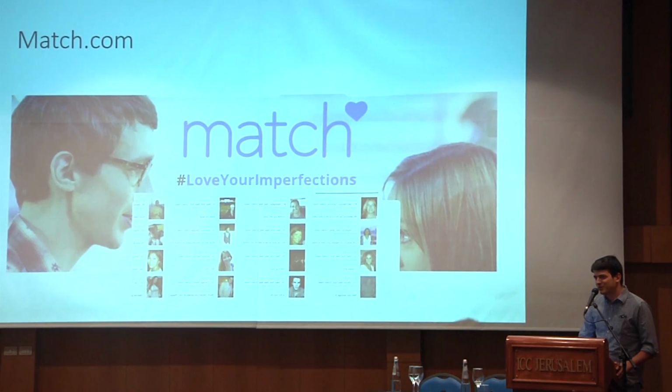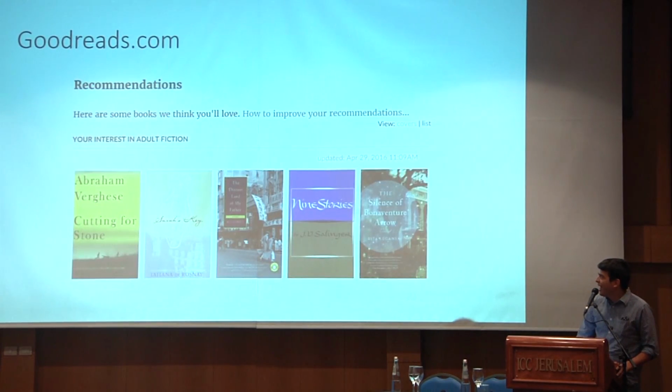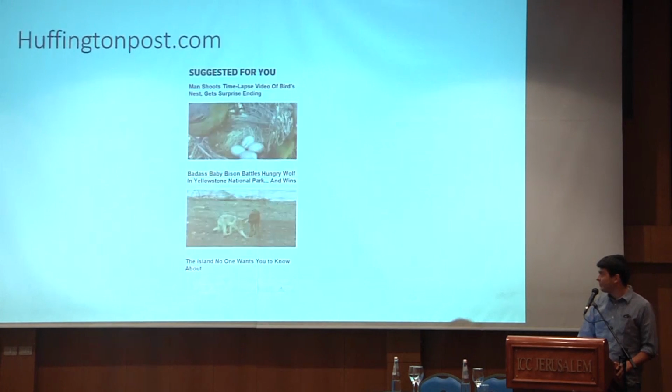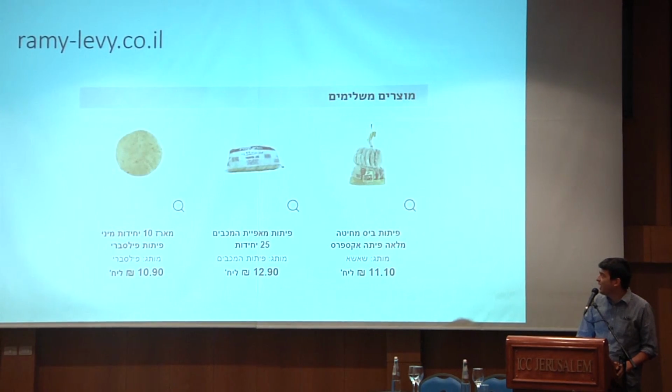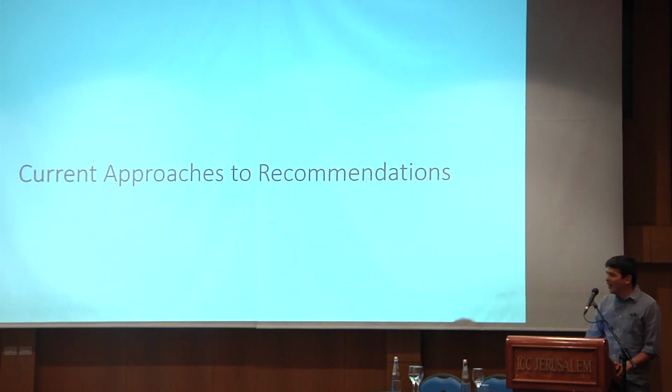Match.com uses personalized recommendations just for dating. Goodreads.com has personalized recommendations. Interestingly here, we have an explanation. Huffington Post has suggested for you news articles. eBay.com has item recommendations based on the item you're currently browsing that you may also be interested in. And a local example, RamiLevy.com.co.il has some pita recommendations for you in case you're interested in pitas. So I hope I've shown you that recommendations are everywhere.